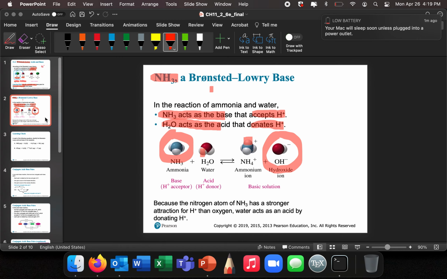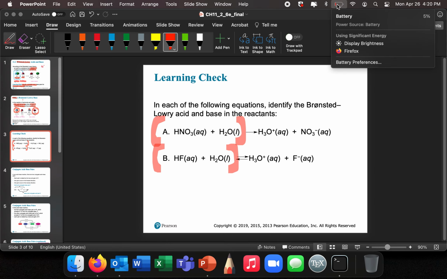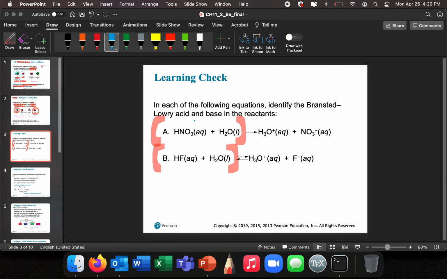Okay? All right, so let's do a learning check now. In each of the following equations, identify the Bronsted-Lowry acid and base in the reactants. Okay, so here are the reactants, and your goal is to identify which is a Bronsted-Lowry acid and which is a base. Okay, so pause the video, come up with a guess for that, and come back and check your answers against mine. Okay, let me suppose you paused it.